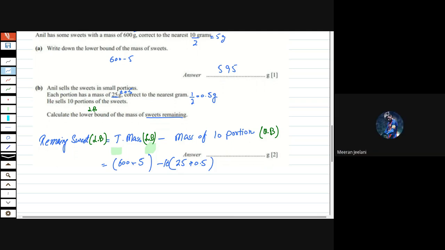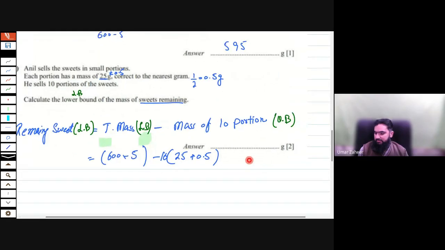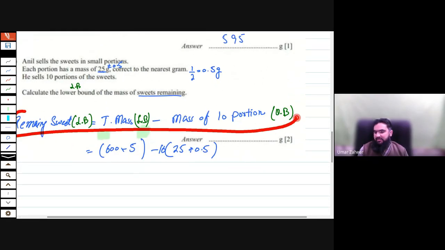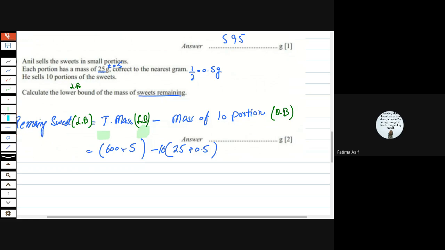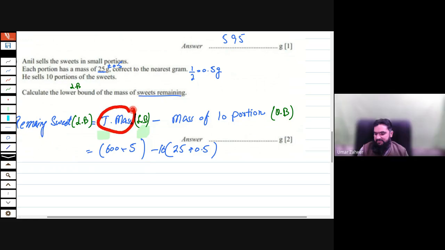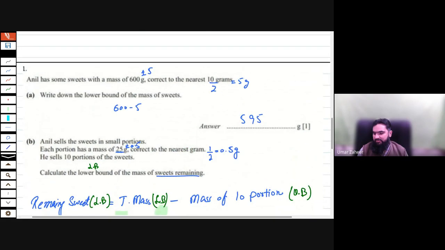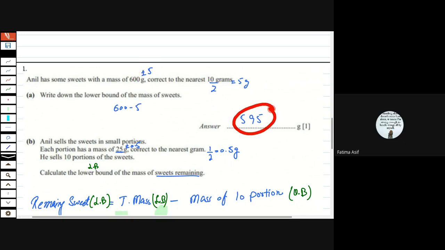Yes, sir. Sir, can you repeat? In this one, look here. The general formula is clear for you. The total mass, you need to find the lower bound. How will you find it? 600 minus 5, you will get 595. Is it clear?